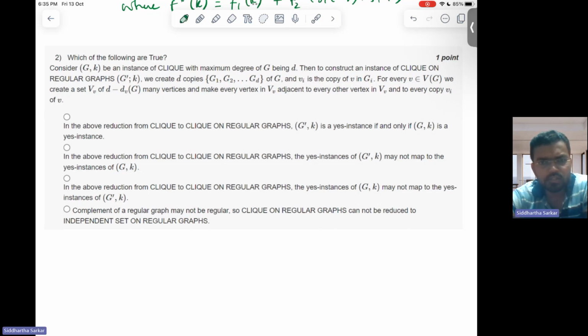Then to construct an instance of clique on regular graphs G dash comma K, we create D copies G1 through GD of G, and Vi is the copy of V in Gi. For every v that belongs to the original graph, we create a set V sub v of D minus d sub G of v many vertices and make every vertex in V sub v adjacent to every other vertex in V sub v and to every copy Vi of v. So first let us digest what the statement is and what all we are doing.